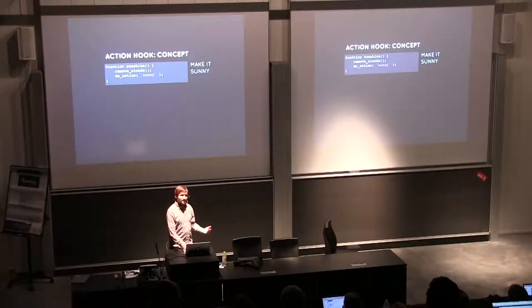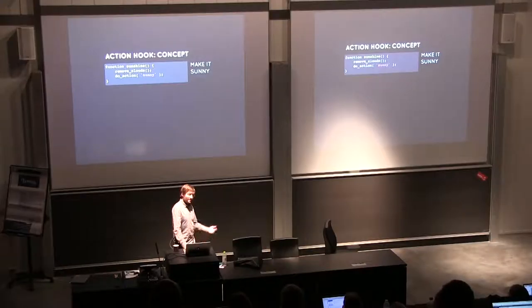Let's imagine that, I don't know if it's nature or God or whatever controls the weather, but whatever it is that controls the weather would run this function called sunshine. That would then remove the clouds, somewhere else in the system. At that point, we know it's sunny. So at that point, that's where we want to do other stuff.